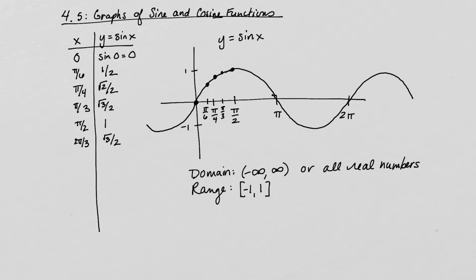So this is how the basic sine function looks. Its domain is minus infinity to infinity. Its range is from -1 to 1. It oscillates up and down. So this is the basic sine function. We're going to talk here in a second about the basic cosine function.